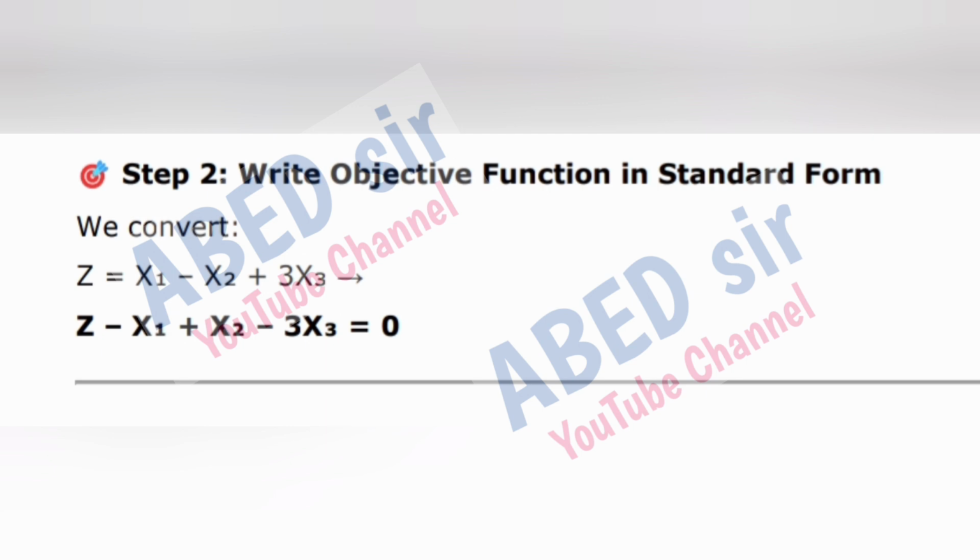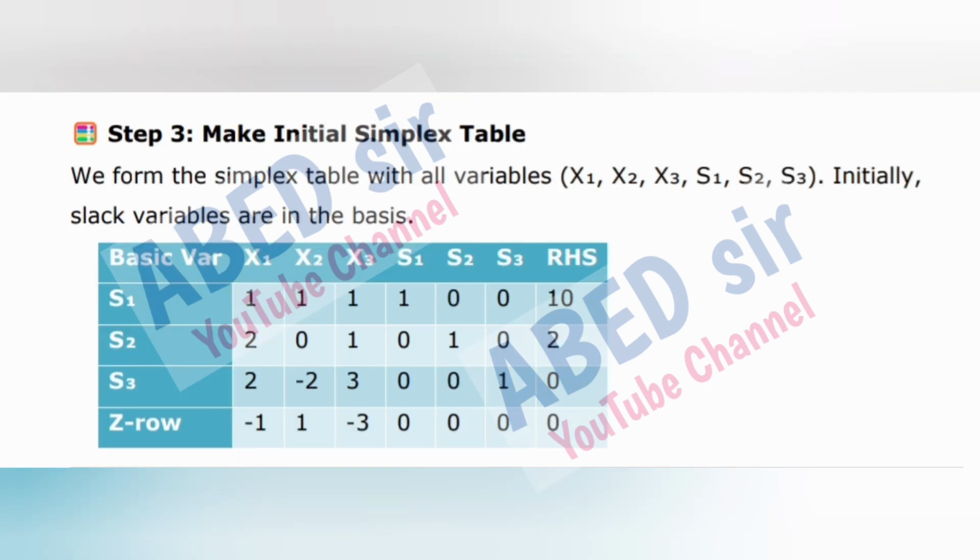Step 2. Write objective function in standard form. We convert Z is equal to x1 plus x2 plus 3x3 to Z minus x1 minus x2 minus 3x3 is equal to 0. Step 3. Make initial Simplex table. We form the Simplex table with all variables x, s. Initially, slack variables are in the basis.